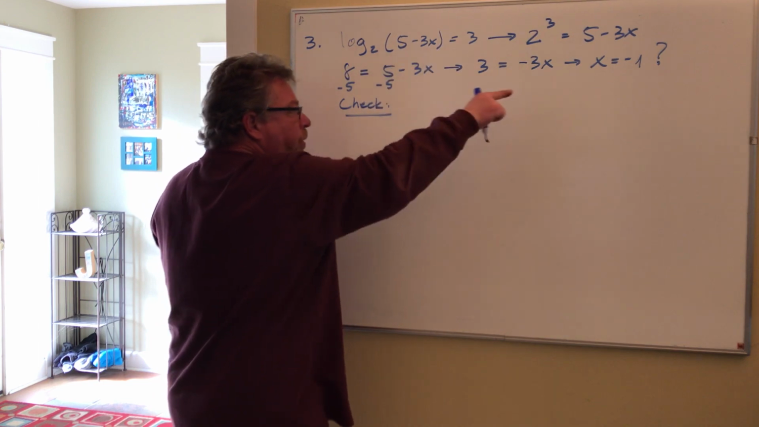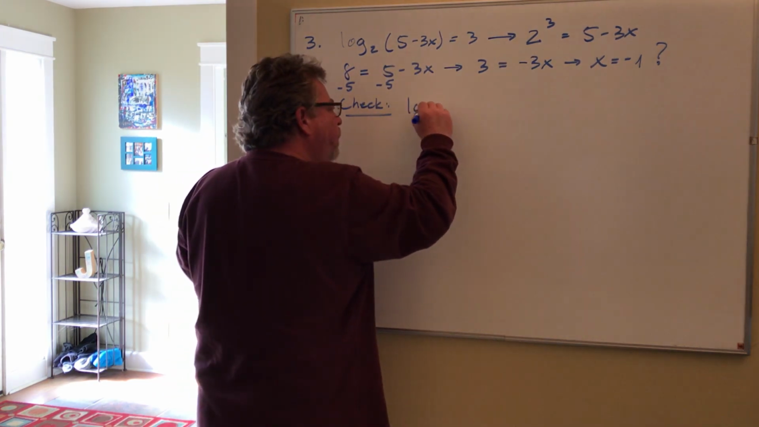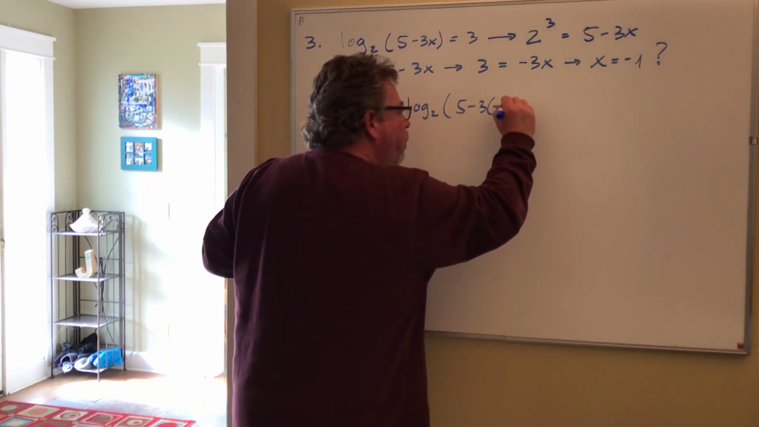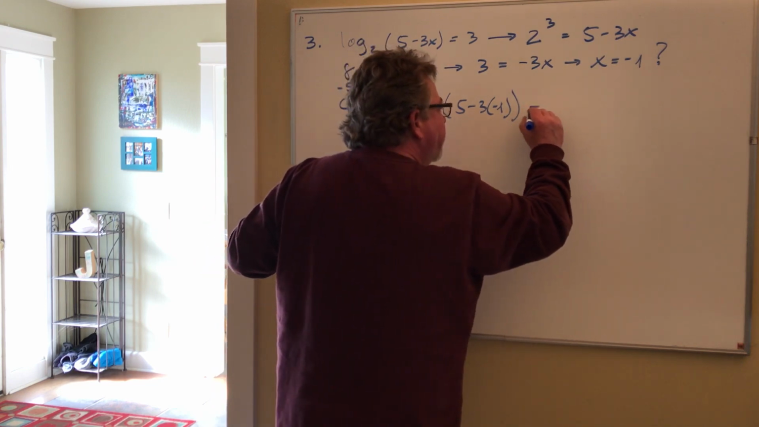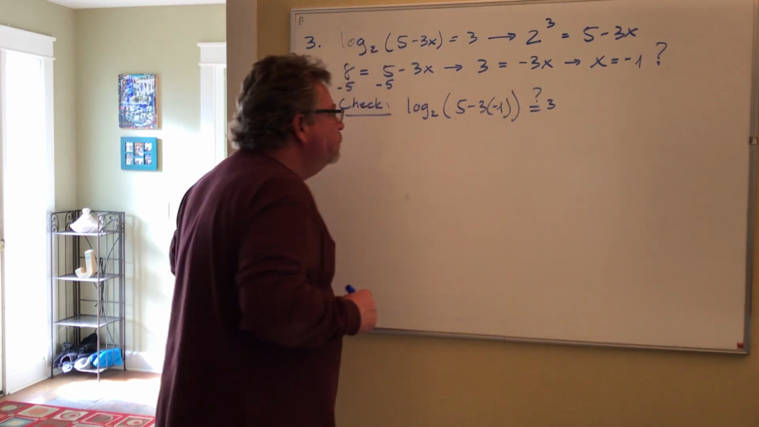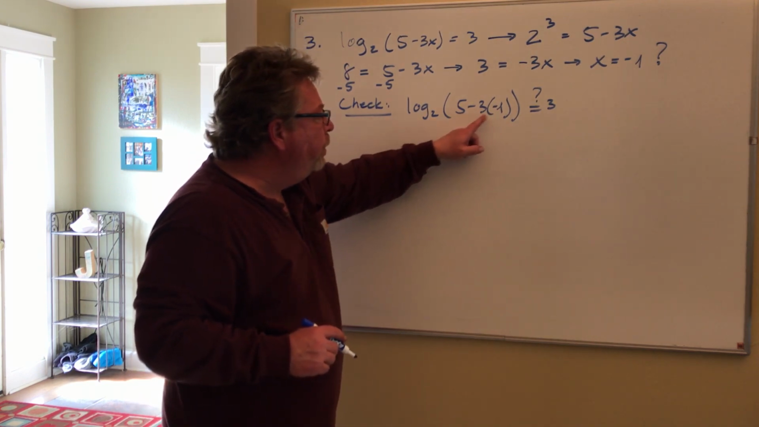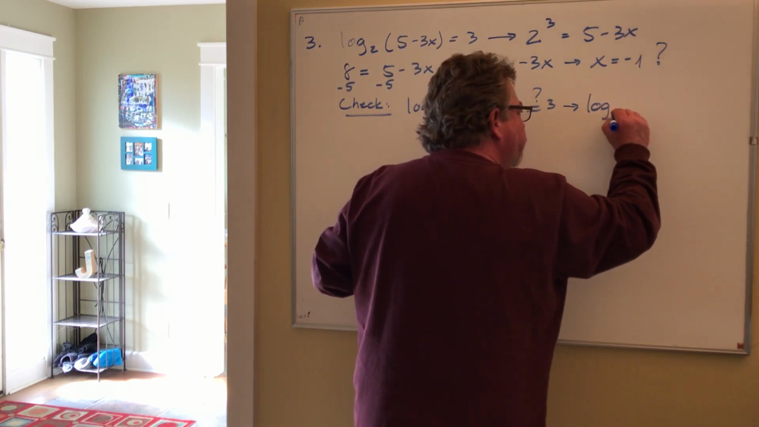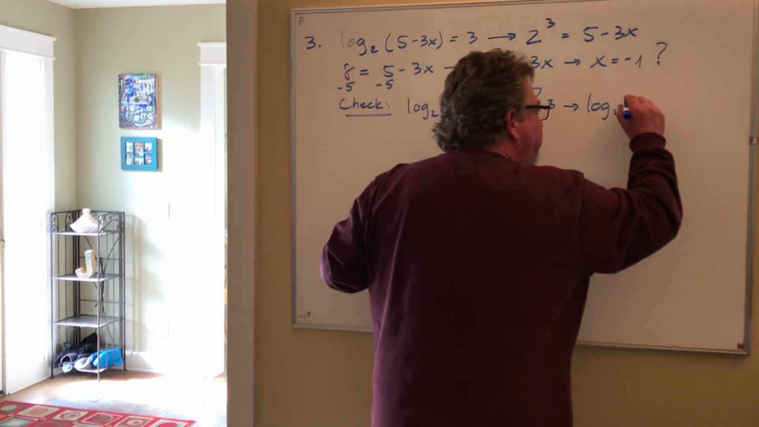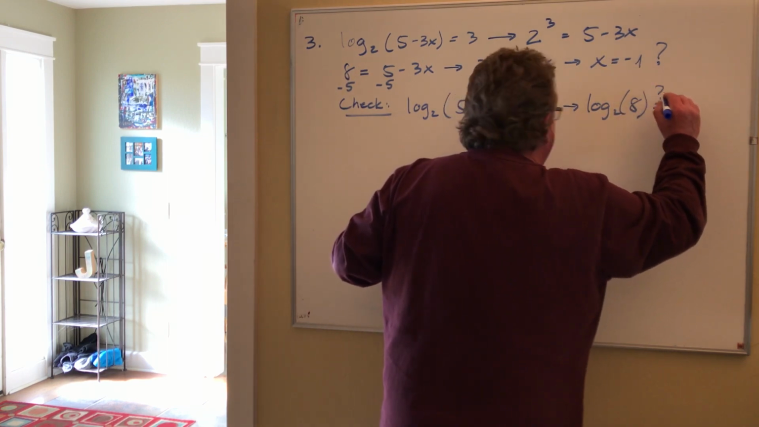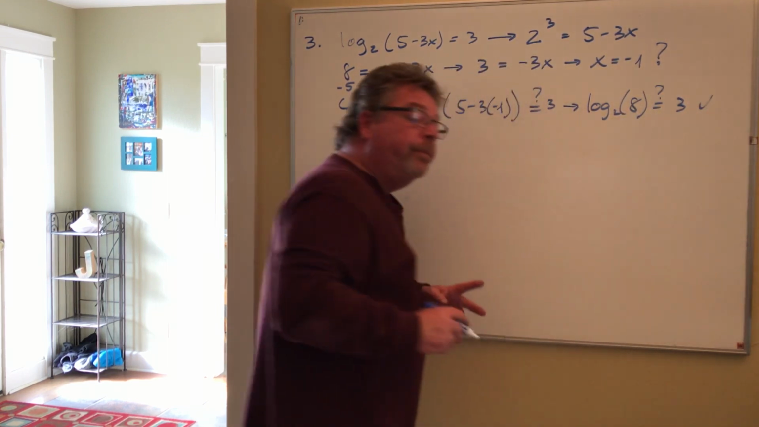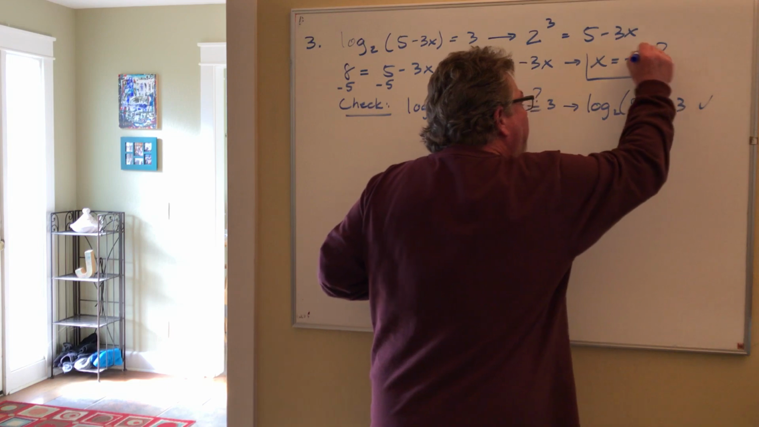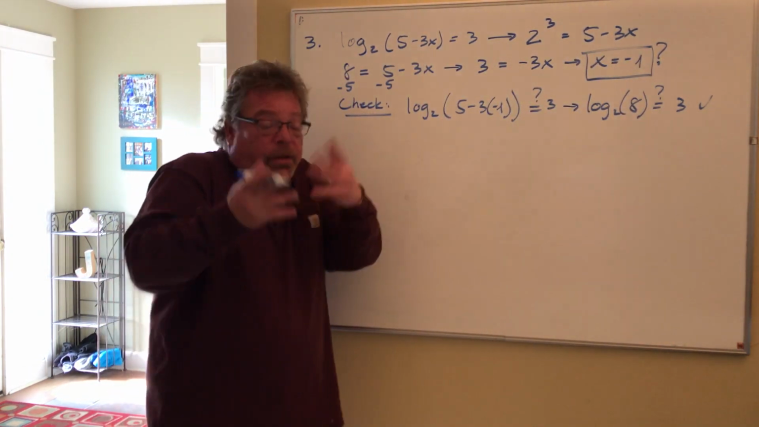So if I go back to this original equation and put in a negative 1, I get logarithm base 2 of 5 minus 3 times negative 1. And the question is, is this equal to 3? So this becomes a plus 3, a logarithm base 2 of 5 plus 3, which is 8. And is that in fact equal to 3? Yeah, it's perfectly good. So that means that x equals negative 1 is a viable solution. It's a legitimate solution.